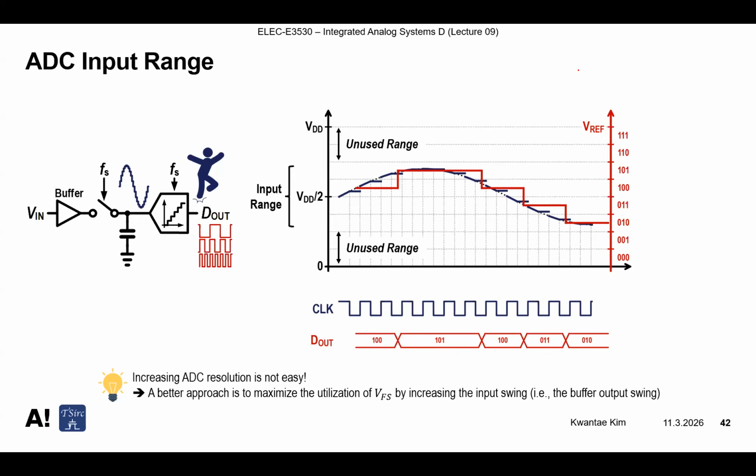So yeah, of course we can just keep it as it is and then just increase the ADC resolution. For example, increasing the quantizer from 3 bit to let's say 5 bit or 4 bit or 6 bit. But I will discuss in later lectures that increasing ADC resolution is not easy. So a better approach is to maximize the utilization of VFS, the full scale range, this navy blue graph, by increasing the input swing. So before we touch the ADC, quantizer, or sampling switch, it is better to increase it here at the buffer side.